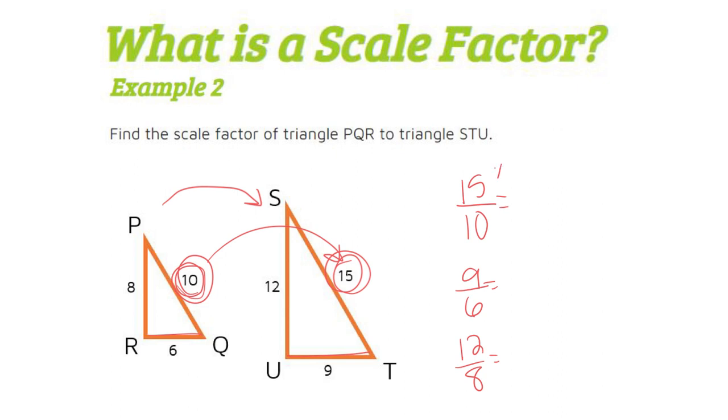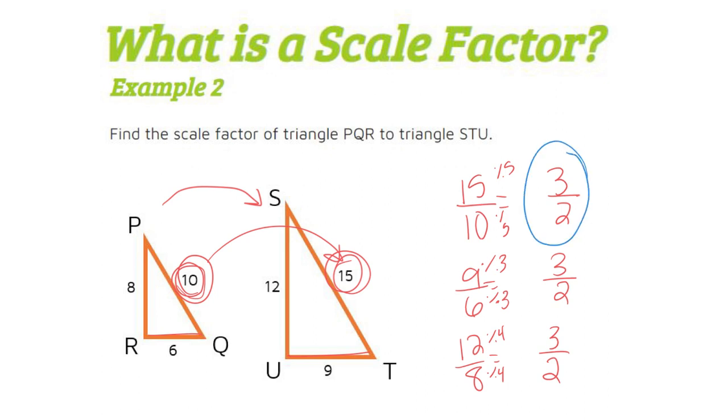So I can divide both of these by 5 on this one. And so then you get 3 over 2. This one I can divide by 3. 3 over 2. And this one I can divide by 4 on top and bottom. So you get 3 over 2. So our scale factor to go from PQR to STU is 3/2, or 3 over 2.